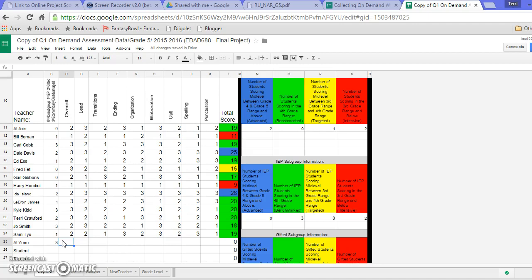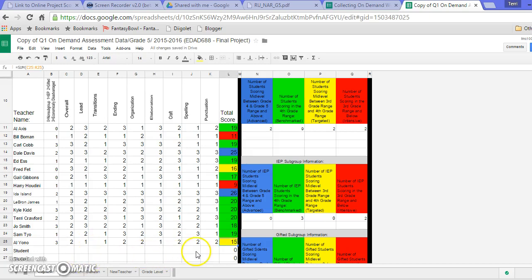So this student received a score of a 2 overall. He received a score of a 1 in his lead. He received a score of a 1 in using transitions. He received a score of a 2 in his ending. His organization received a score of a 2 also. Elaboration was a 1. Author's craft, he received a score of a 2. Spelling was a score of a 2. And punctuation was a score of a 2.